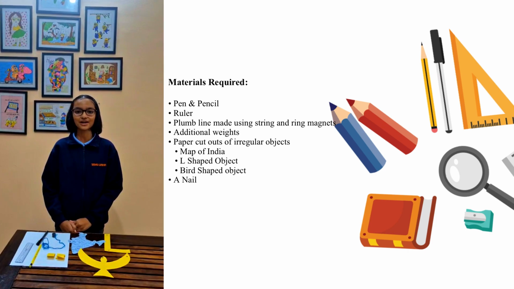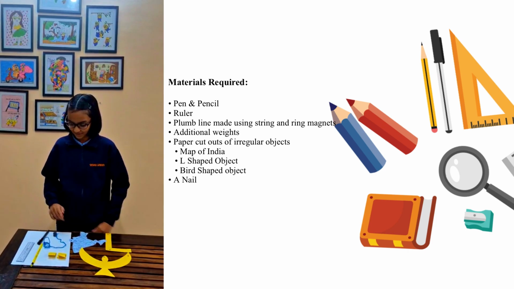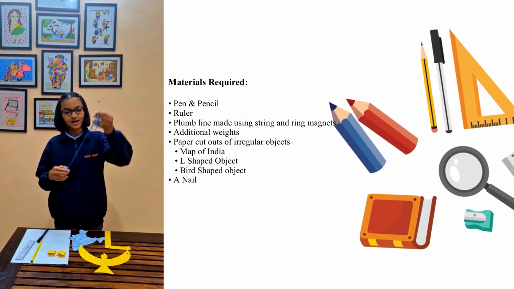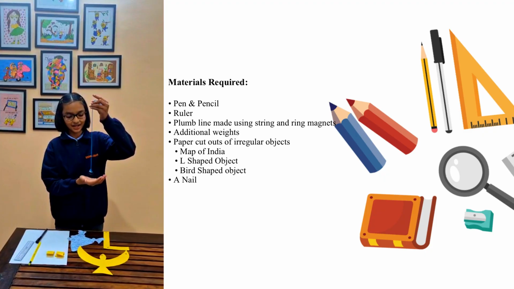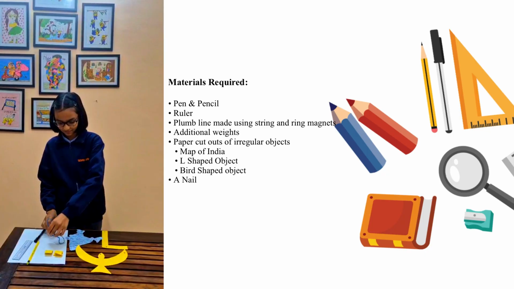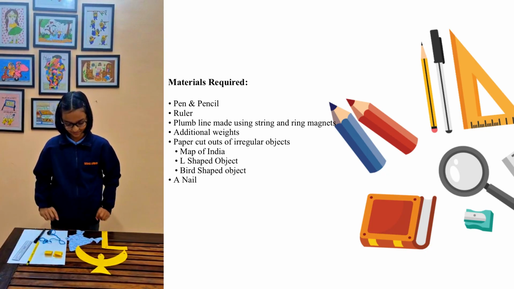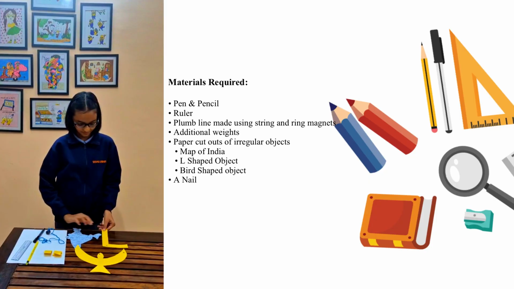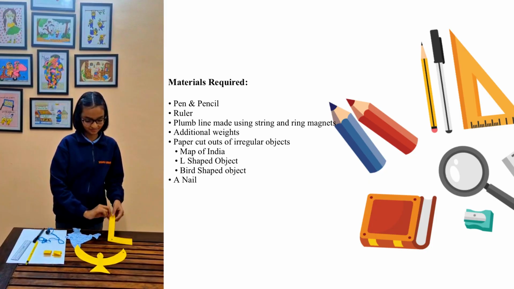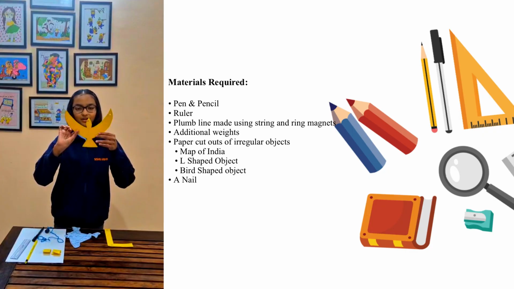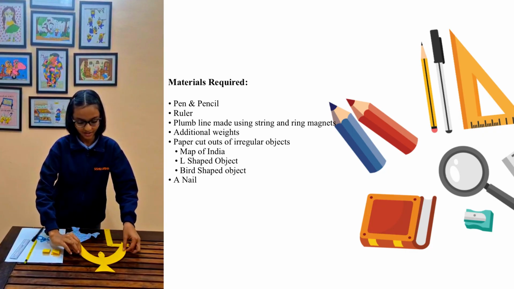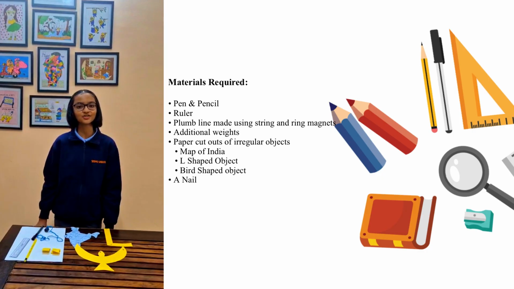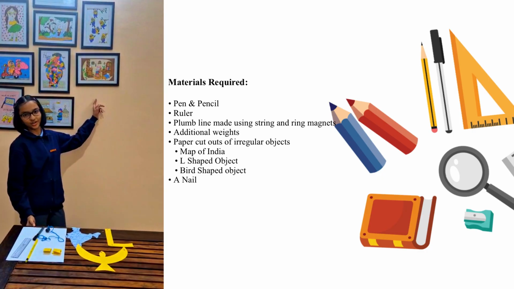The materials required for this experiment are a pen, a pencil, a ruler, a plumb line made using a string and some ring magnets. Some additional weights: a map of India, an L-shaped object and a bird-shaped object. These paper cutouts have some holes punched into them. We will also need a nail on the wall.